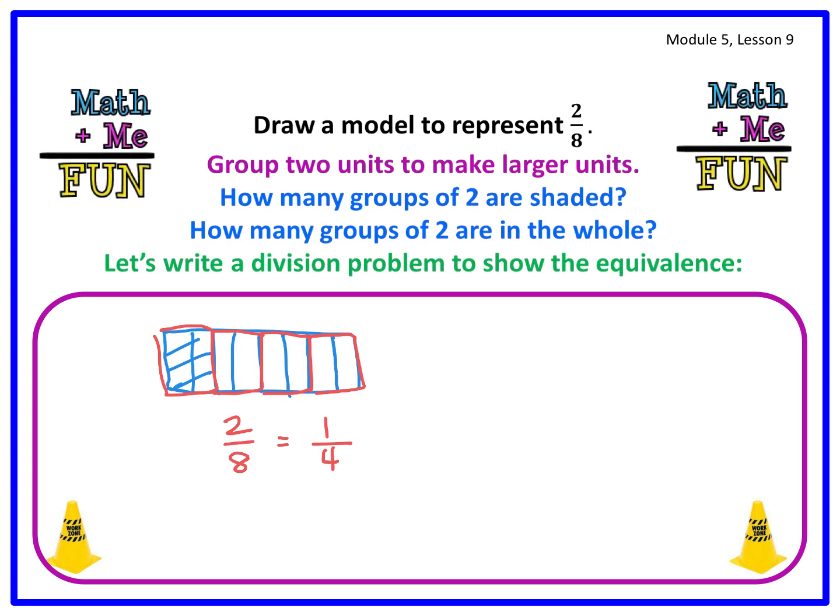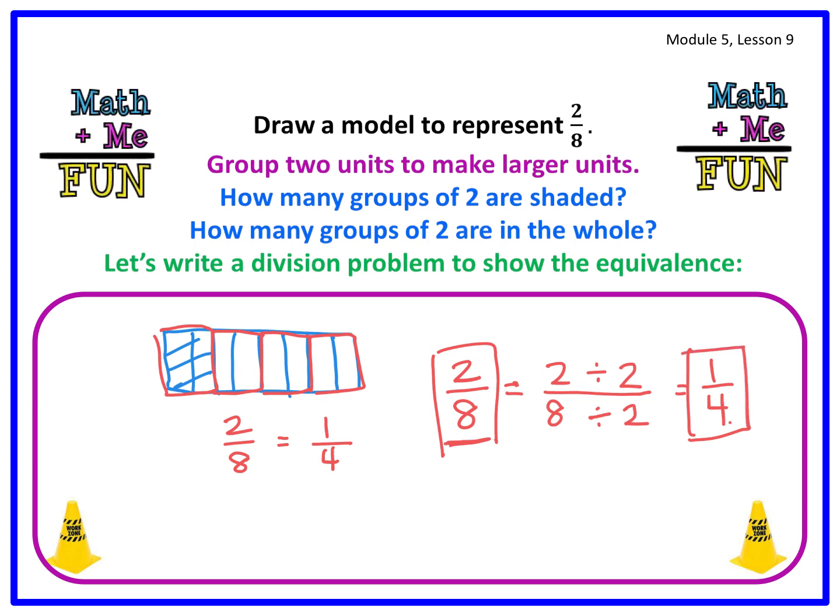So if I were going to write a division problem to show that, I would start off with my 2/8, and remember that I want to get to 1/4 on the end. So we start off the same way that we start off all of them, with 2/8, because that is the fraction that we started with. And I know that 8 divided by 2 is equal to 4. And so if I did it to the bottom, I have to do it to the top. So 2 divided by 2 is equal to 1. So that confirms what I drew with my area model. 2/8 is equivalent to 1/4.